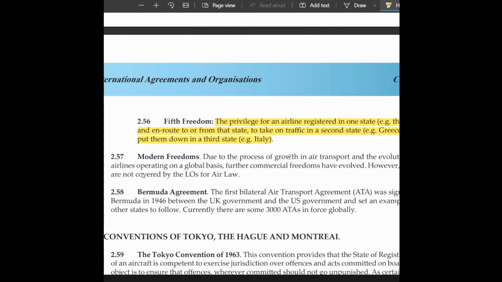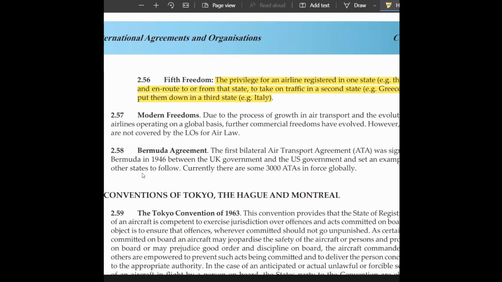The privilege for an airline registered in one state, example UK, en route to or from that state to take on traffic in a second state, example Greece, and put them down in a third state. It means the flight will fly from UK, go to Greece, then take people or cargo again and fly to Italy. Basically, two jumps. Say, an IndiGo flight leaving Bangalore, going to Dubai, then going to Abu Dhabi, and then coming back.